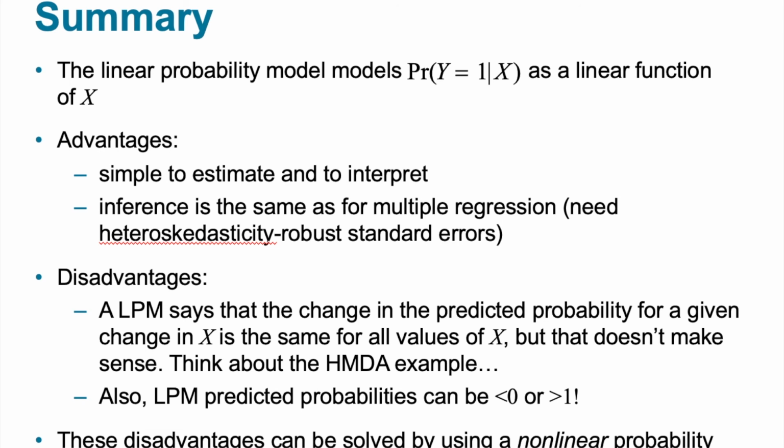The disadvantages: the linear probability model says that the change in the predicted probability for a given change in x is the same for all values of x, but that doesn't make sense. So it makes it easy to interpret, but it doesn't make sense. As we saw, as you get very close to 1, that can actually imply predicting probabilities greater than 1 or negative probabilities, but instead what we think we would see is some nonlinearity in the prediction of probabilities as you get close to 1 or close to 0. So these disadvantages can be solved by using a nonlinear probability model such as probit and logit regression, and we will discuss these models in the next video.